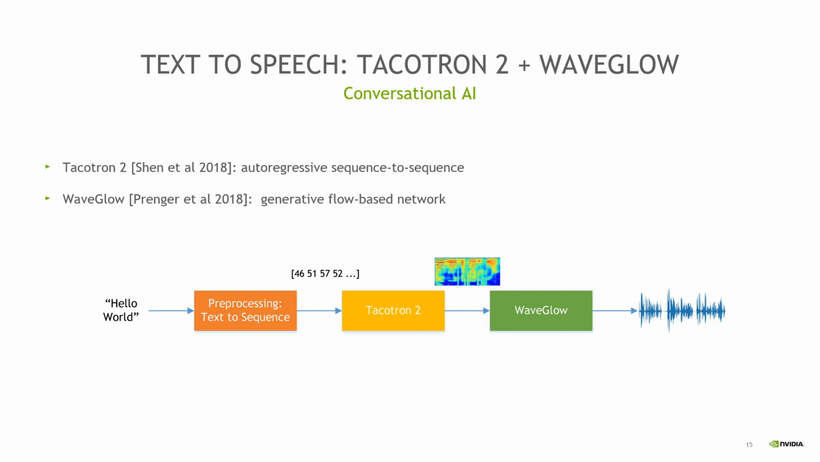Waveglow, in turn, is a generative flow-based network that takes the MEL spectrograms from the Tacotron model and produces an audio waveform at the output. So here we have the sequence beginning with the text from our BERT model, which is turned into integer representation, fed to Tacotron, Waveglow, and at the end we get the audio waveform.